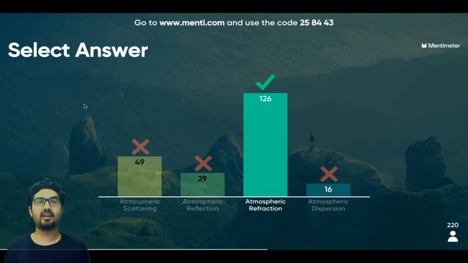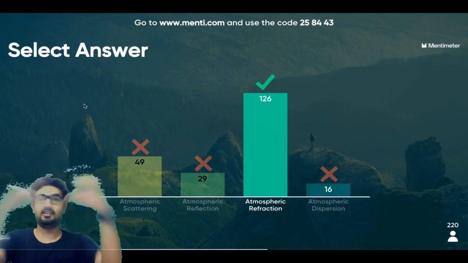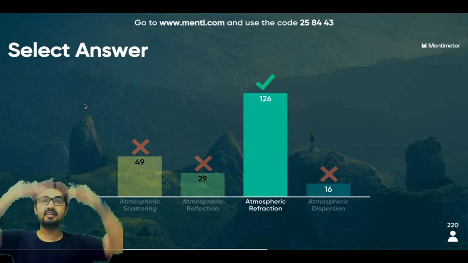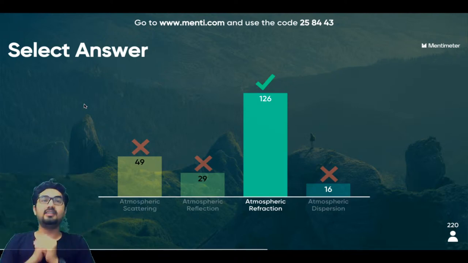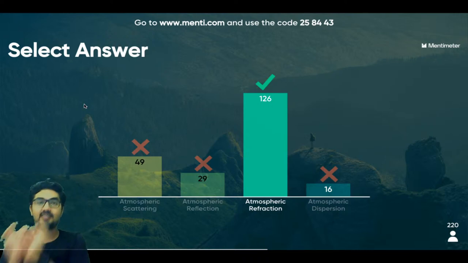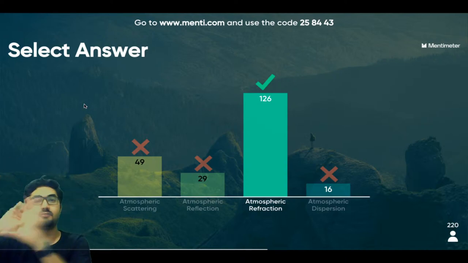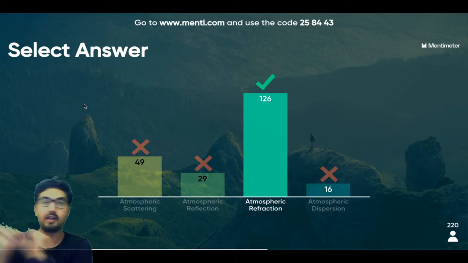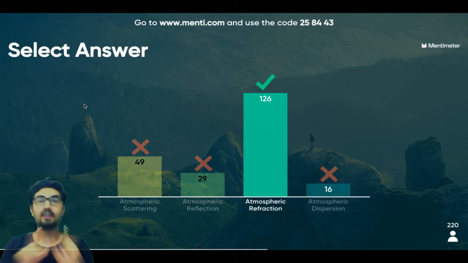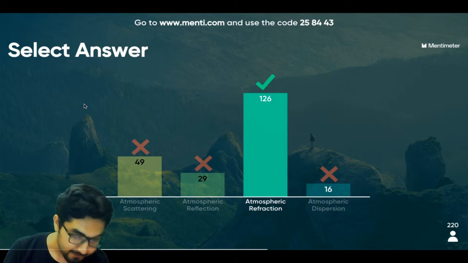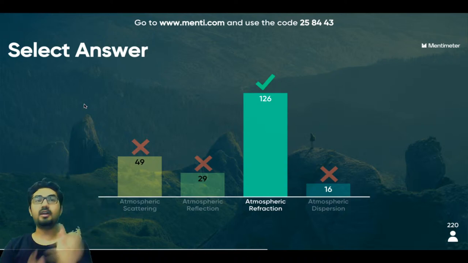It's atmospheric refraction. It's not atmospheric reflection. The reason it happens is that above our earth there are many atmospheric layers: ionosphere, stratosphere, troposphere, mesosphere, all these things. And the density of air is very different in all these layers. We studied that refraction is when light goes from one medium to another medium. In space there is vacuum, so light is coming from vacuum. What is the refractive index of vacuum, guys? Perfect. The refractive index of vacuum is 1.